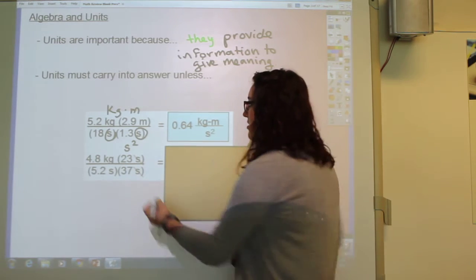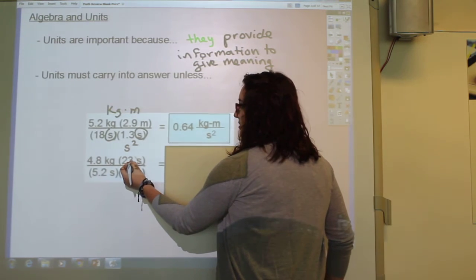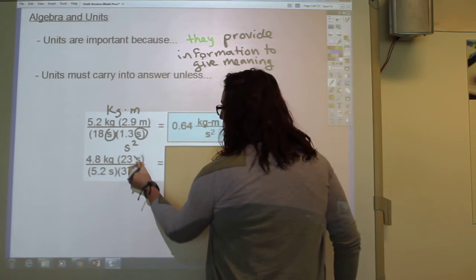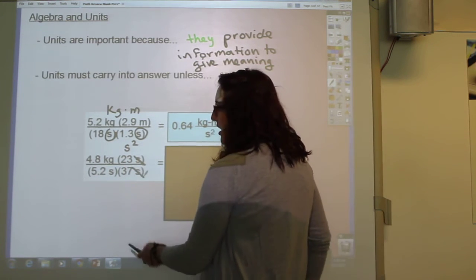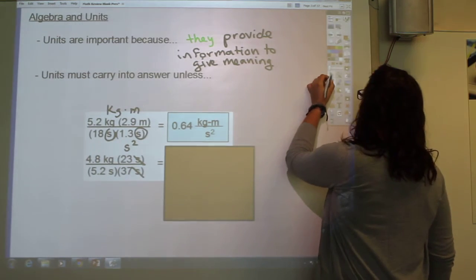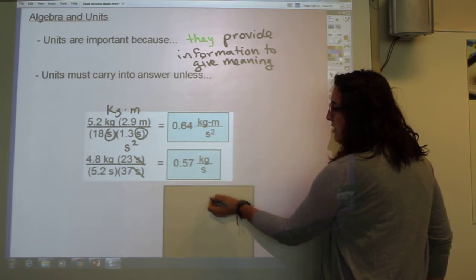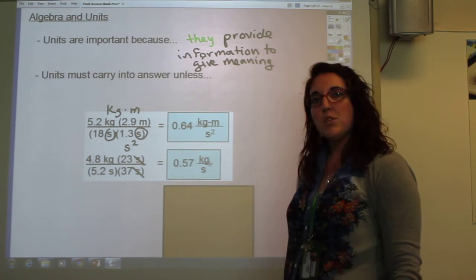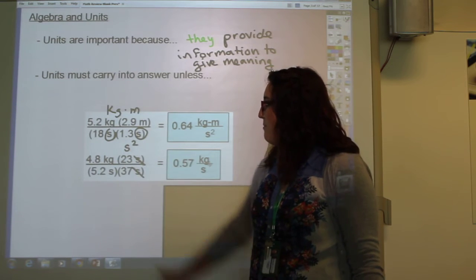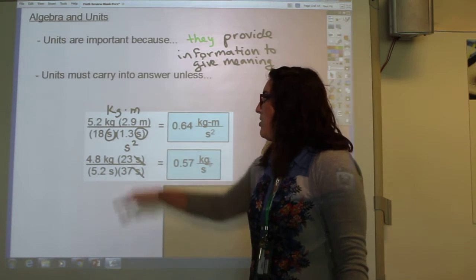So we can cancel these 2 seconds, and that should leave us with the answer of kilograms over seconds for our unit. And let's see that that's what we got. That is indeed what we have, kilograms over seconds. And again, we would have to multiply the top 2 numbers, multiply the bottom 2 numbers, then divide the top by the bottom.